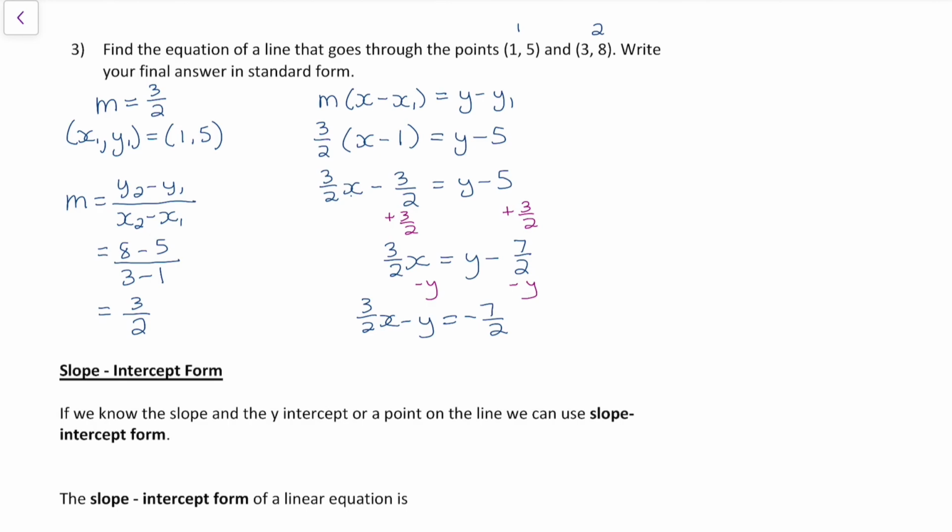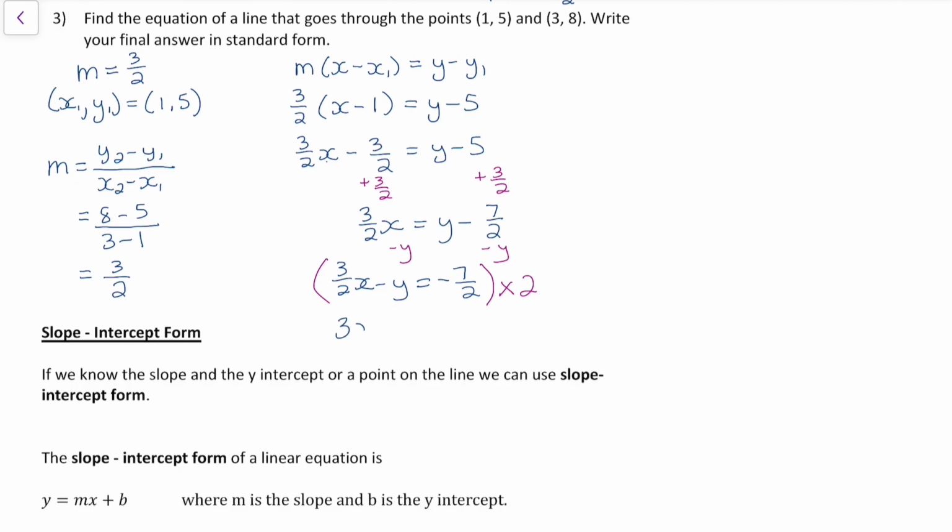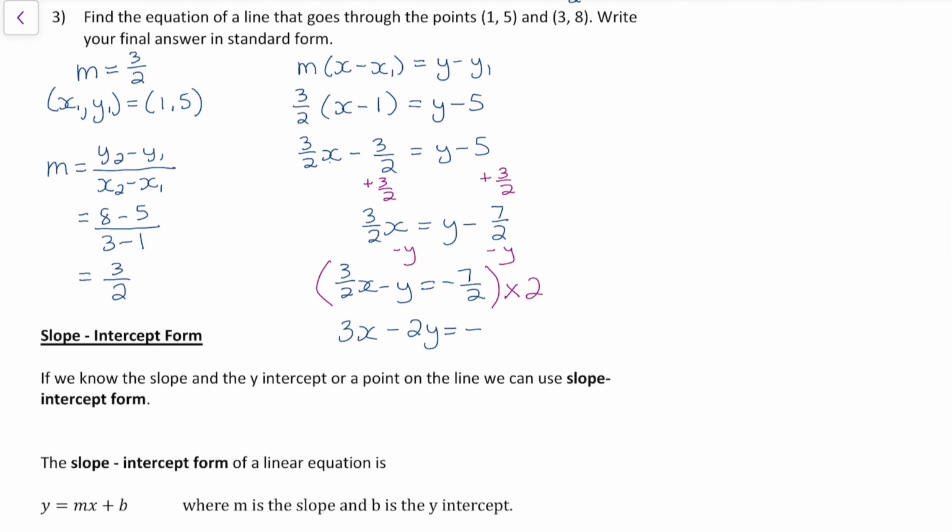But I'm not quite done because I don't have whole numbers. So in order to get rid of a fraction over 2, I'm going to multiply this whole thing by 2. So I get 3x minus 2y equals -7. And now I have all whole numbers, and my first number is positive. So that is my final answer in standard form.